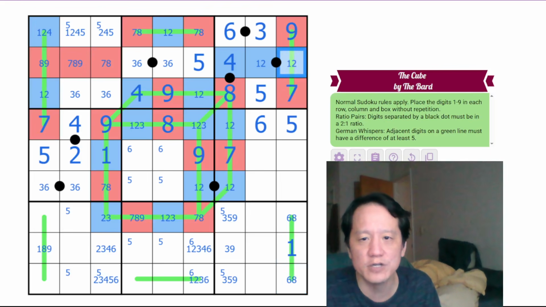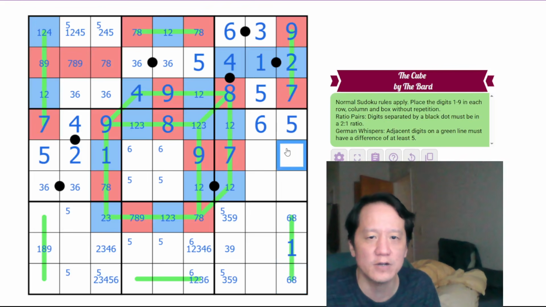That eliminates 1 here, so that's 2 and 1 there, which leaves the remaining digits in column 9 as 3 and 4. This can't be 3 because of the 3-6 pair in the row, so this is 4, which makes that 3.